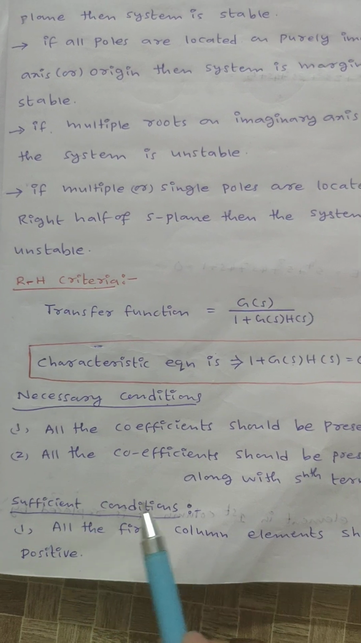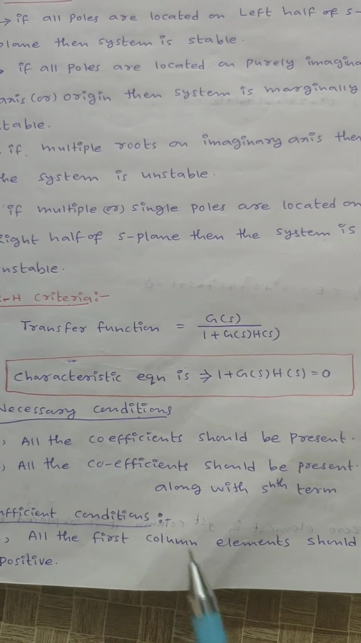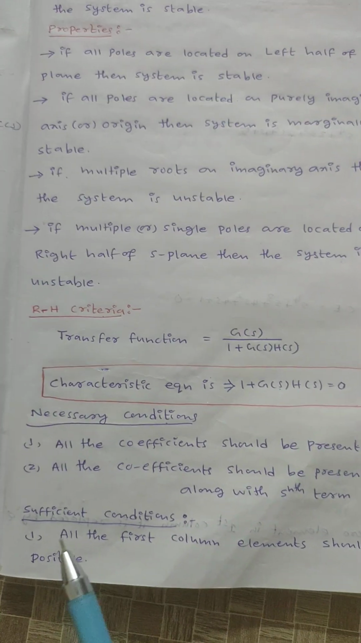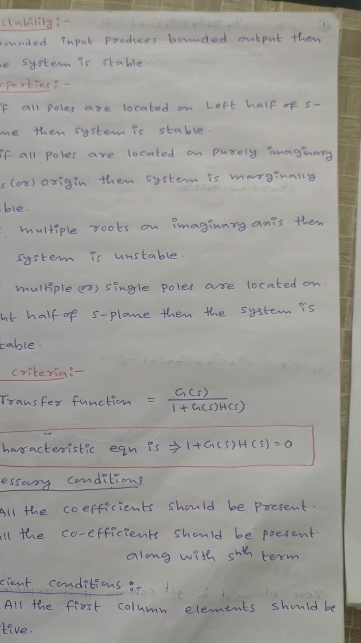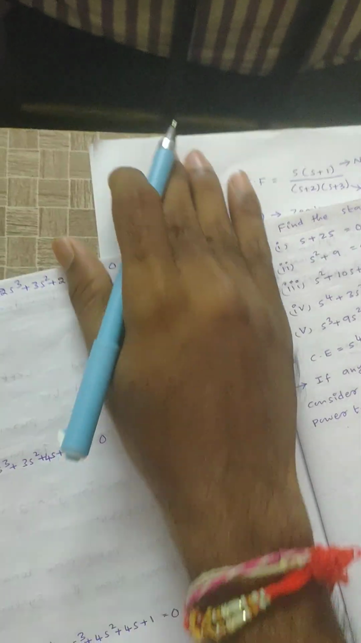Okay. After that, the sufficient condition in case of RH criteria is that all the first column elements should be positive. Okay. To check the stability, all the first column elements should be positive. Now we will see how to find the stability of any system.